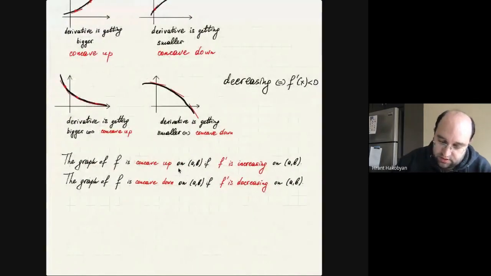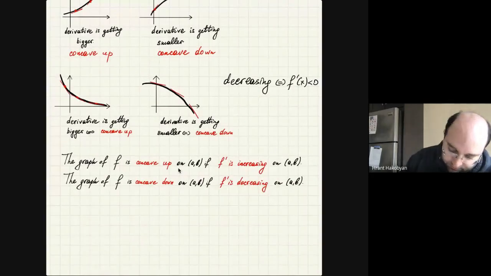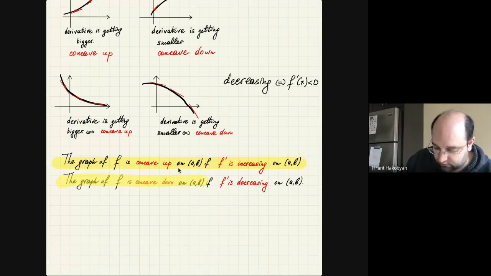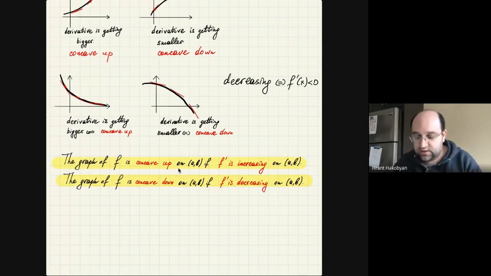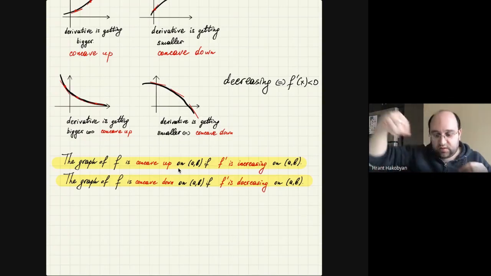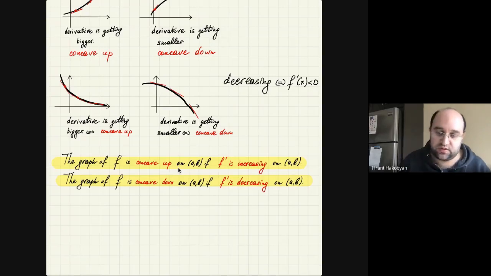So here is the definition. We say that the graph of our function is concave up on an interval if the derivative is increasing, and the graph of f is concave down if the derivative is decreasing, right? The important thing here is that it's not the function that is increasing, but the derivative. If I said the function is increasing, that would not mean concave up, it would just mean that the function is getting bigger and bigger. But in this case, the derivative is increasing.